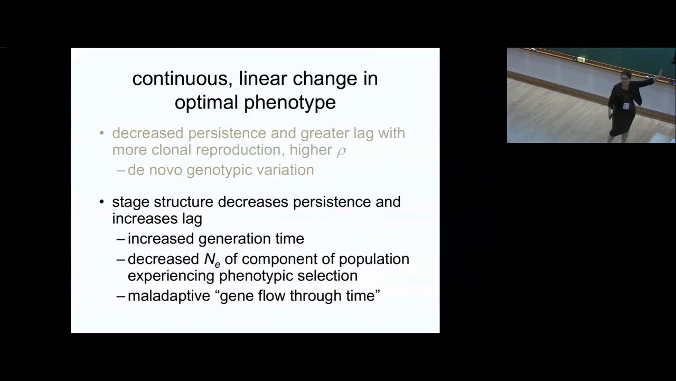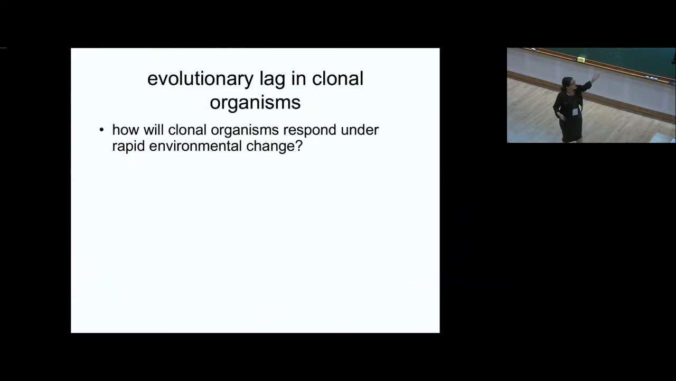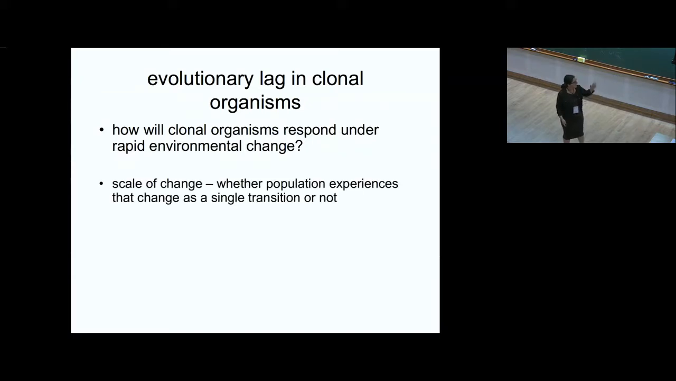So we have these issues of stage structure making things worse with this continuing change. Okay, so how will these types of organisms respond to environmental change? Like all interesting questions in biology, the answer is it depends. But what does it depend on? Obviously, the scale of change. Does the population experience that change as a single transition or as a series of transitions? This is a scale question, right? The scale of environmental change time versus generation time and mutation time and things like that.